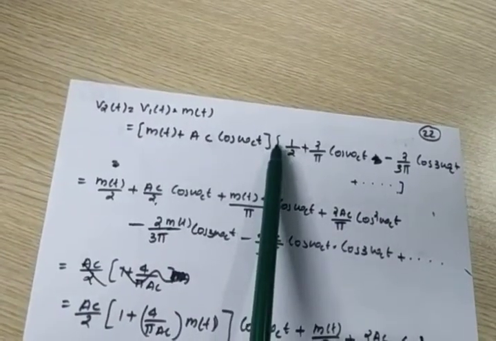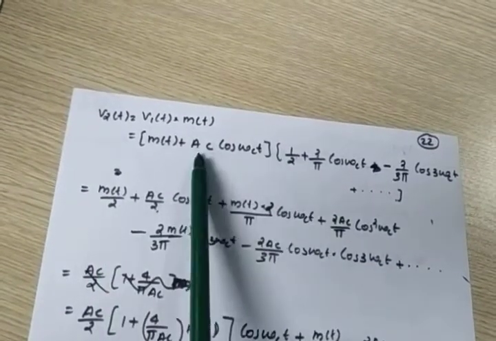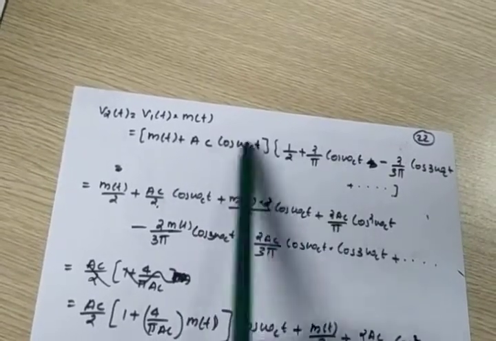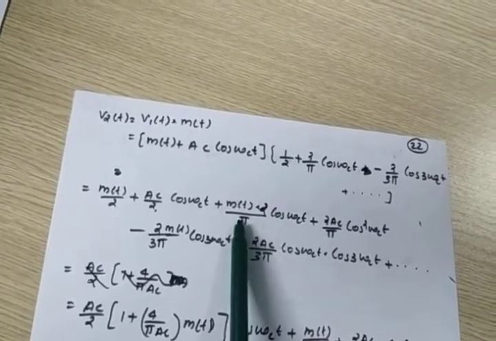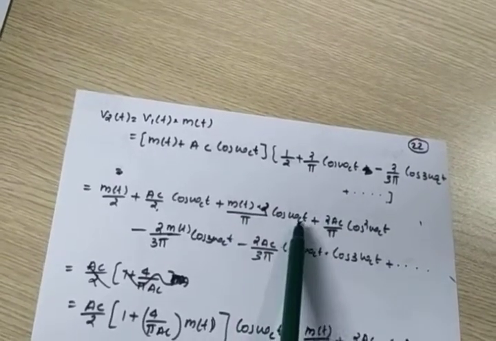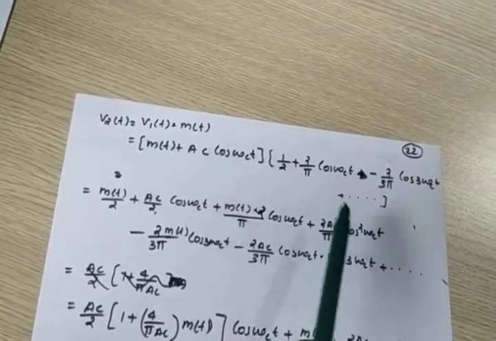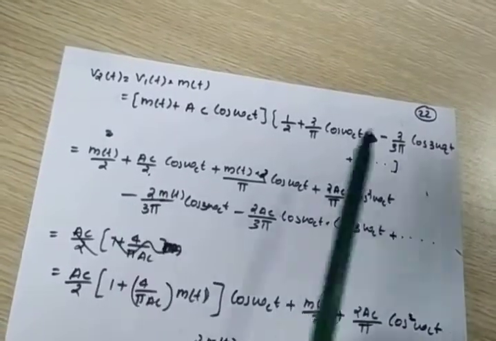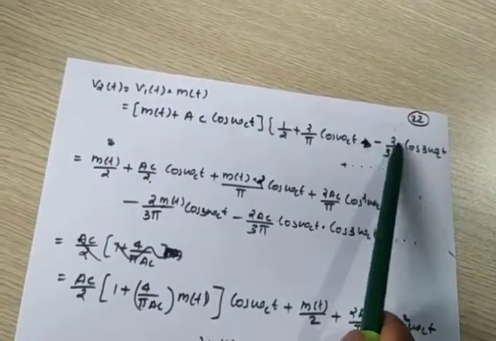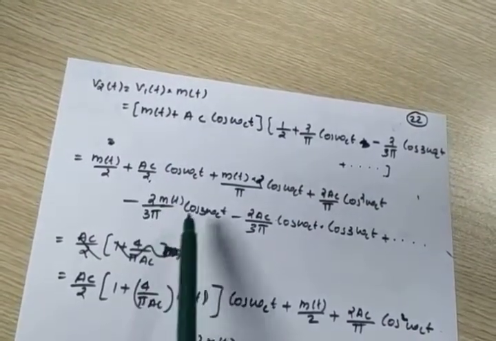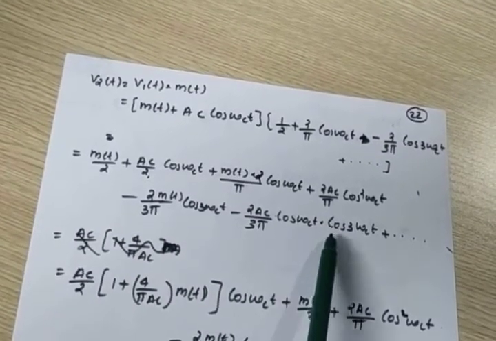Okay, you just cross multiply each and every term. M of t by 2, 1 by 2 multiplied to all these terms. So M of t by 2 plus AC by 2 cos omega ct. Now this term multiplied by the whole: M of t into 2 by pi cos omega ct plus 2 AC by pi cos square omega ct, minus these terms multiplied by the other two: minus 2 M of t by 3 pi cos 3 omega ct minus 2 AC by 3 pi cos omega ct into cos 3 omega ct.